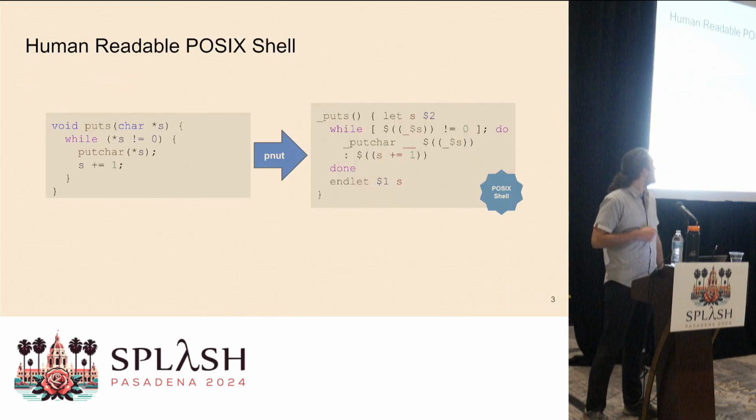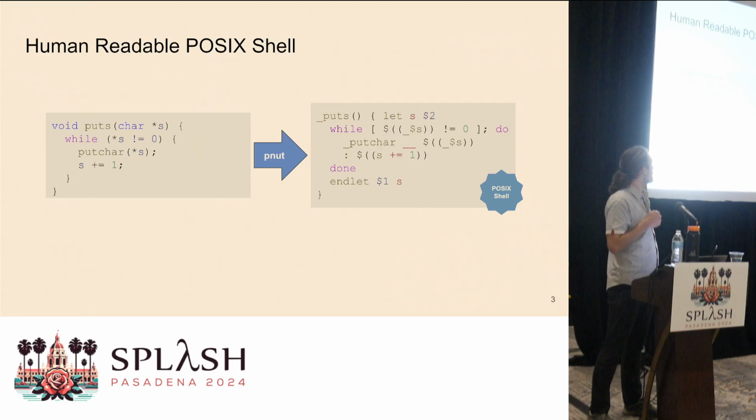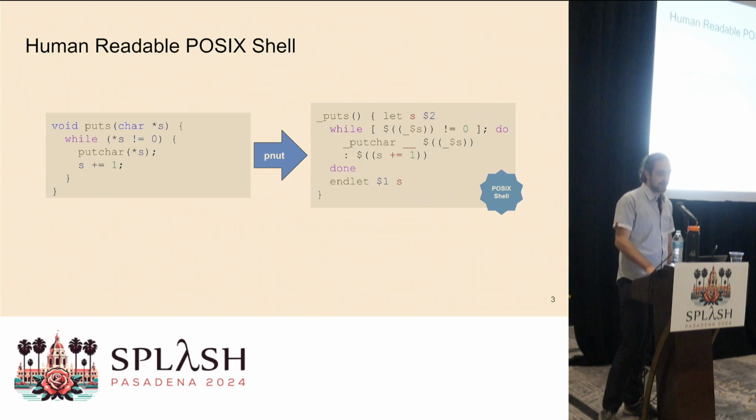So this is pnut in one slide. On the left, we see perfectly valid C code, and pnut takes that and generates corresponding POSIX shell code. The putstr function here takes a string pointer and iterates on it and emits each byte to standard out. On the right, the shell code has the same structure, so the function name is the same, and the local variable names are also the same. The while is compiled to a while loop, putchar to a putchar call, and so on. And so this is what we mean by human-readable POSIX shell.